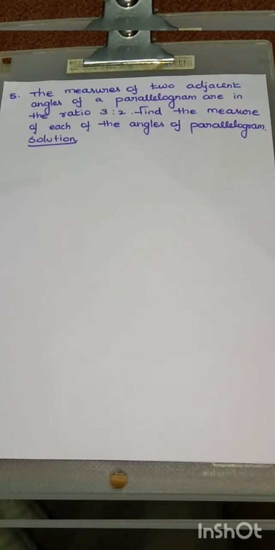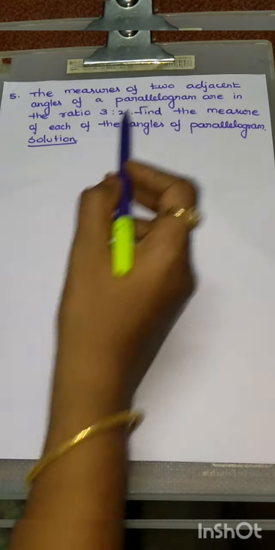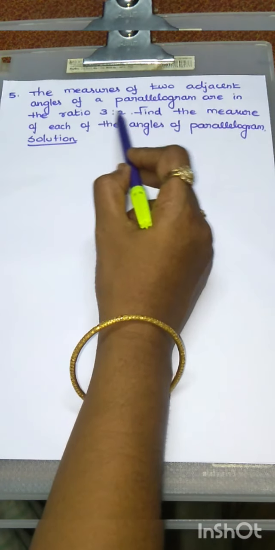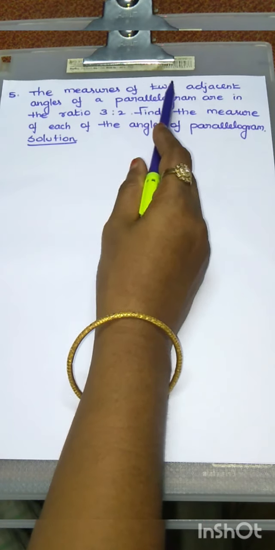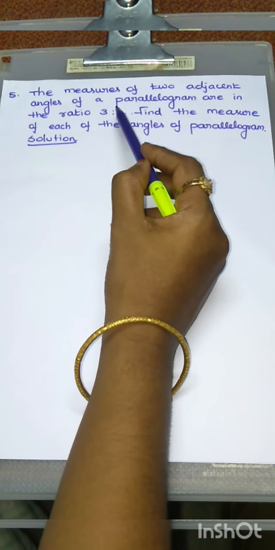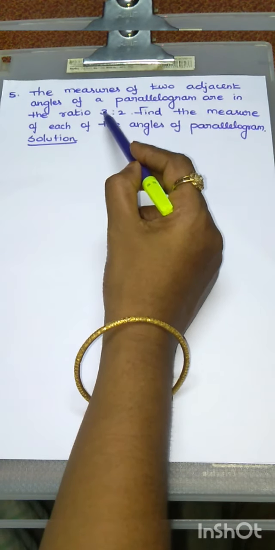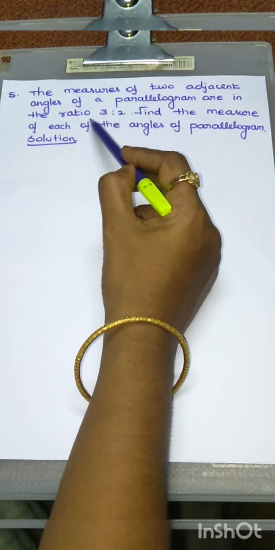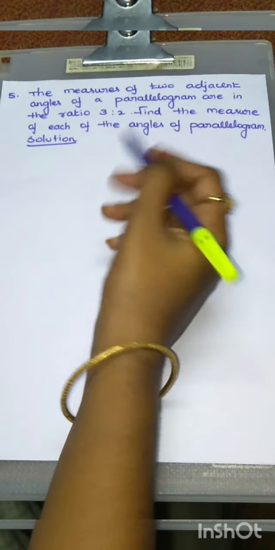Next problem. The measures of two adjacent angles of a parallelogram are in the ratio 3:2. Find the measure of each of the angles of the parallelogram. What is given here? Some angles are mentioned using the ratio value. Ratio value only is given. We can't take the values directly. So we have to take the first angle as 3x and the second angle as 2x. We have to assume that.